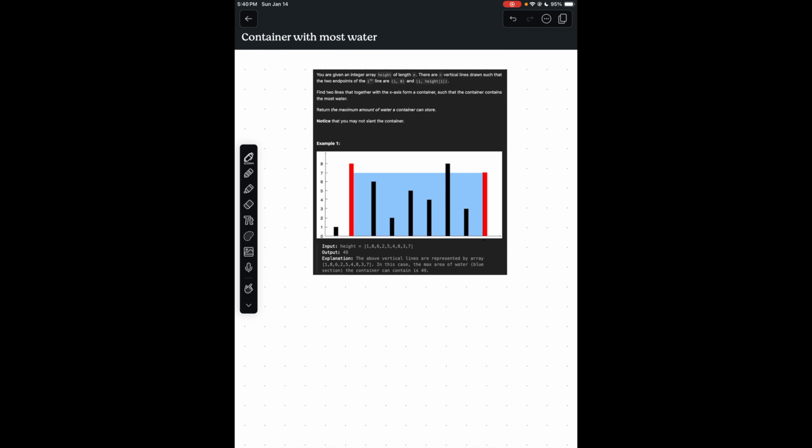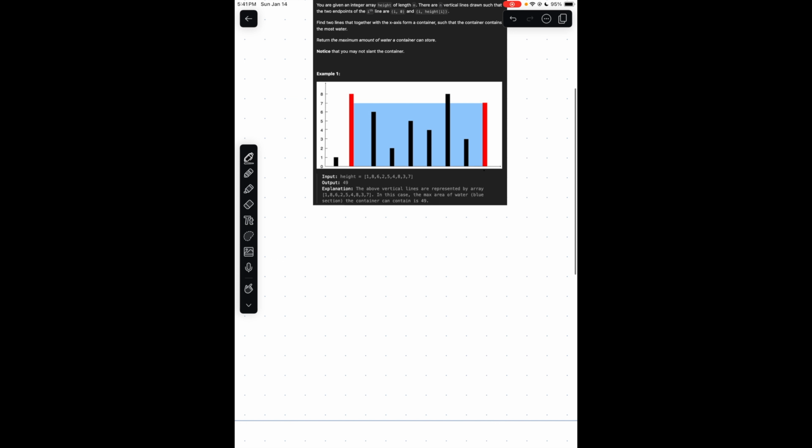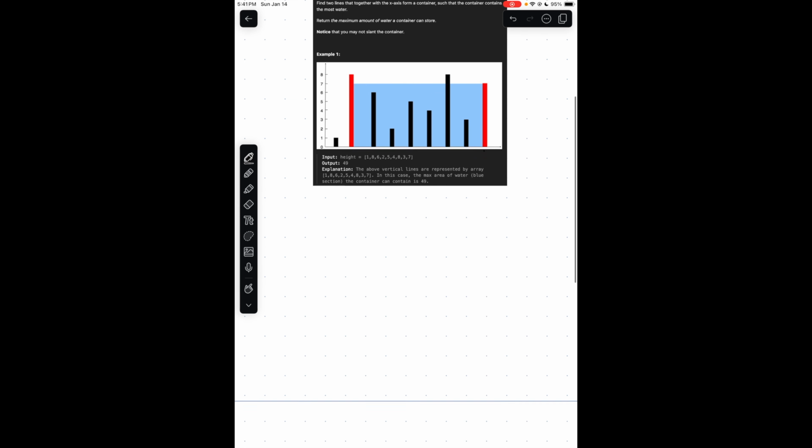So here's the question. You are given an integer array height of length n. There are n vertical lines drawn such that the endpoints of the ith line are (i, 0) and (i, height[i]). Find two lines that, together with the x-axis, form a container, such that the container contains the most water. Return the maximum amount of water a container can store. Notice that you may not slant the container.